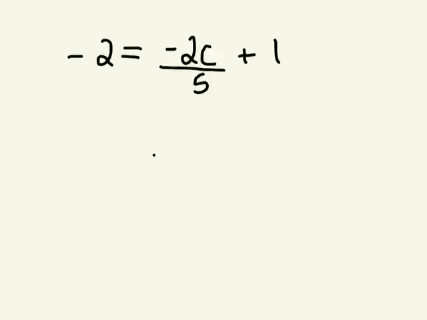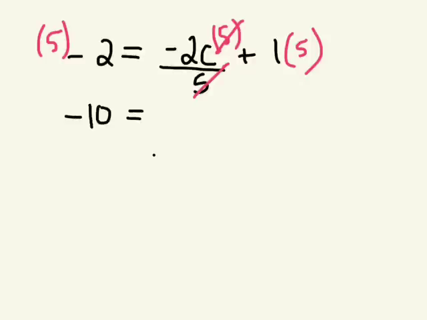If I want to get rid of this divided by 5, what's the opposite of divided by 5? Okay, so I multiply that by 5. This cancels out. What do I have to do to the left side? I have to multiply by 5. But I can't just multiply one of the terms by 5. I have to multiply everything by 5. Okay, whatever you do to one term, you have to do to everything. So I'm left with 5 times negative 2 is negative 10 equals negative 2c plus 5, right? 1 times 5. Okay, we're going to end up getting the same answer.